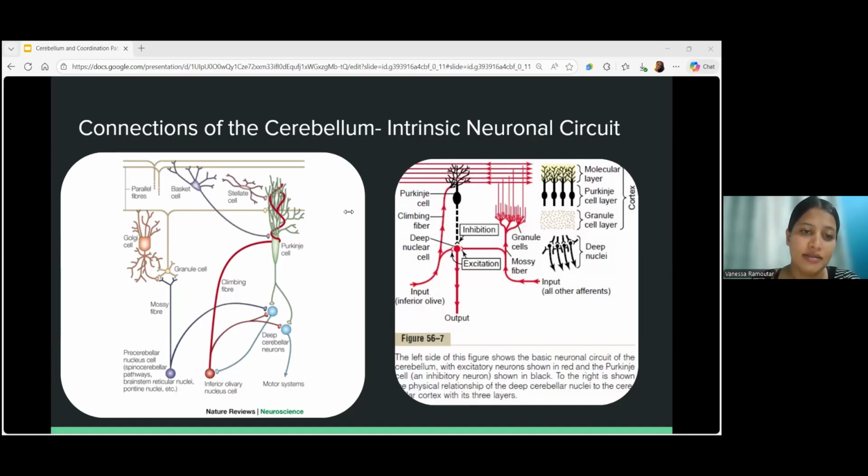When the Purkinje cell is excited, it then releases the neurotransmitter GABA to inhibit the deep cerebellar nuclei. This controls the overshooting and undershooting of movements. The mossy fibers, on the other hand, have multiple synapses.